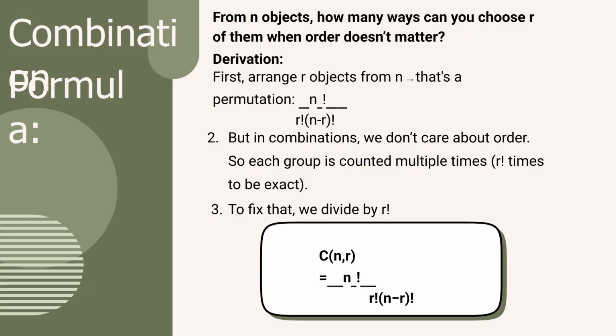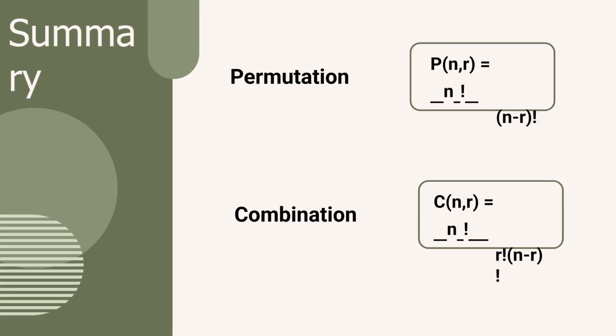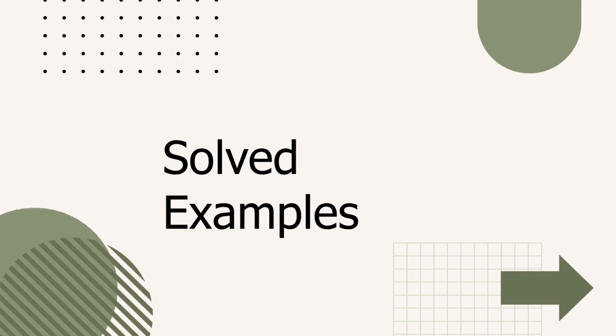For combination, where order doesn't matter, we start with the permutation P(n, r). Since order is irrelevant, we divide by the number of ways to arrange the chosen r items, which is r factorial, resulting in C(n, r) equals n factorial over r factorial times (n minus r) factorial. In summary, the permutation formula is P(n, r) equals n factorial over (n minus r) factorial, and the combination formula is C(n, r) equals n factorial over r factorial times (n minus r) factorial. Now let's look at some solved examples to apply these concepts.